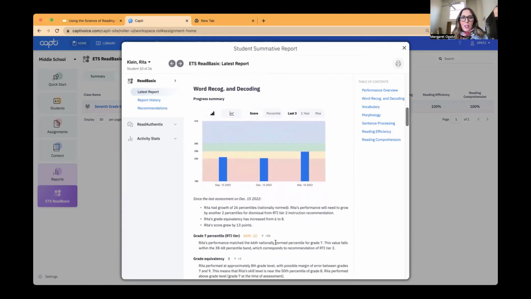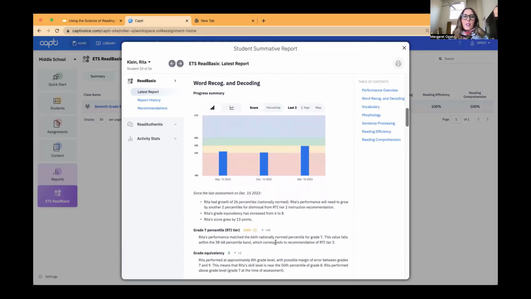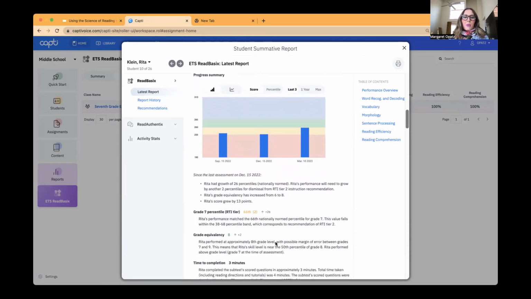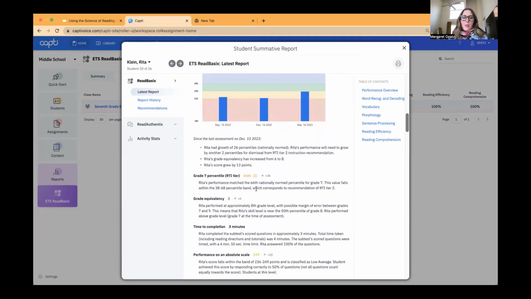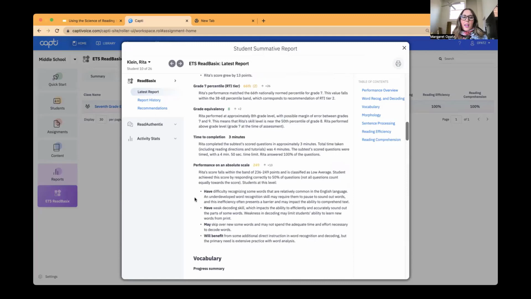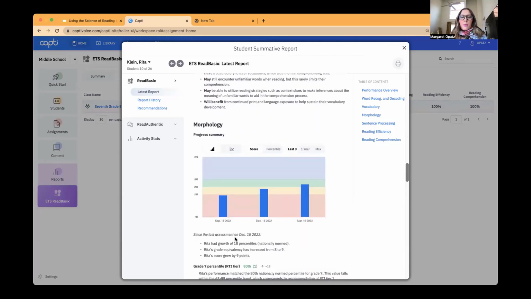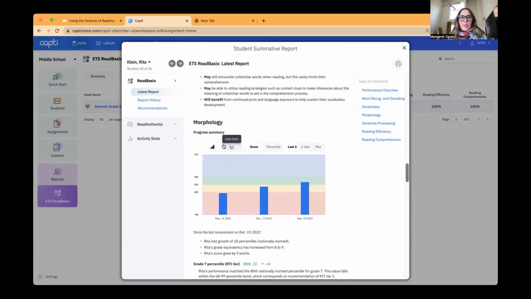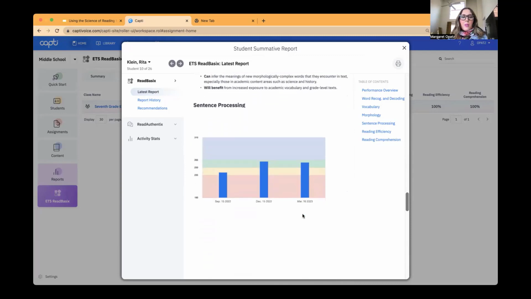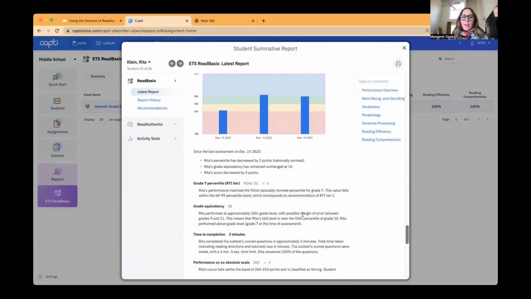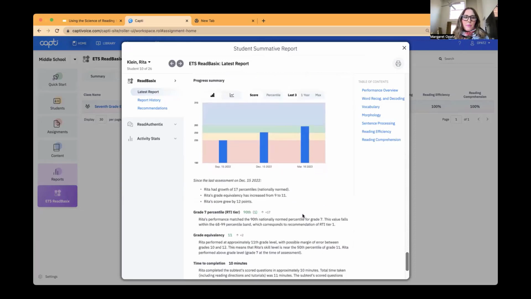There's more detailed information for each of the subtests. So each of the foundational reading skills receives a little bit more information. So you're going to see how students are doing, what they can do, and then what they'll benefit from. And this is true for each of the subtests. So we have vocabulary, morphology. As I showed you above, there's a bar chart. You can do the line chart as well. You can do scores or percentiles. And then you can also change the time period that you're looking at. So this goes through each of the subtests. So there's sentence processing, reading efficiency, and reading comprehension.